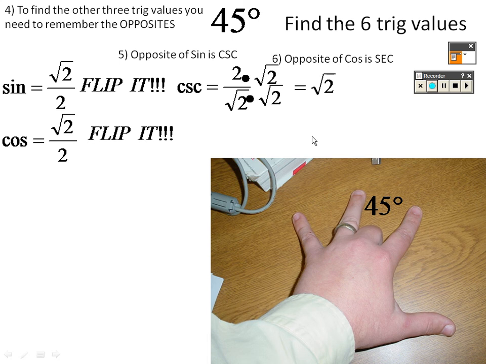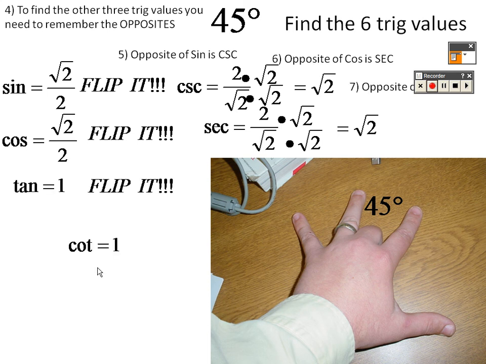Opposite of cosine, you flip it. You get 2 over root 2, which you multiply by root 2 on the top and the bottom, and you also get just root 2. Tangent, when you flip a 1, cotangent is 1.